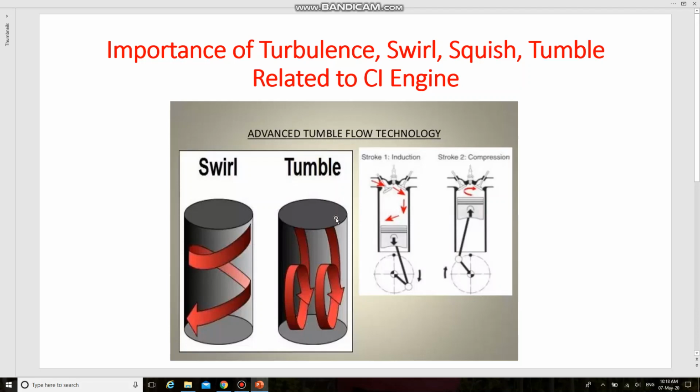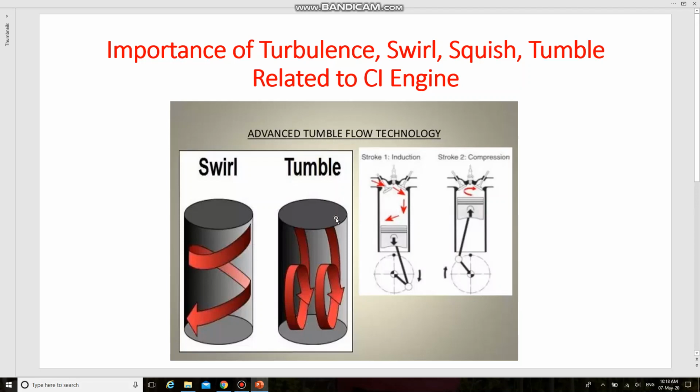So basically there are three methods to create air movement or swirl during suction, compression or partial combustion. So first one is open combustion chambers. The combustion chamber in which swirl is produced during induction are called open combustion chamber or direct injection chamber. So next one is the turbulent combustion chambers. The combustion chamber in which compression stroke is used to produce a swirl are called turbulent or swirl combustion chambers.